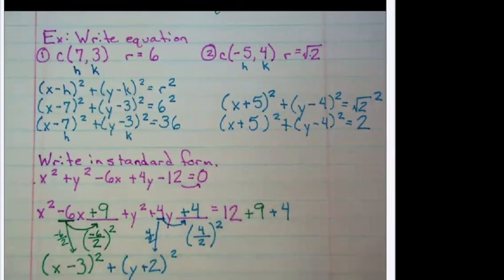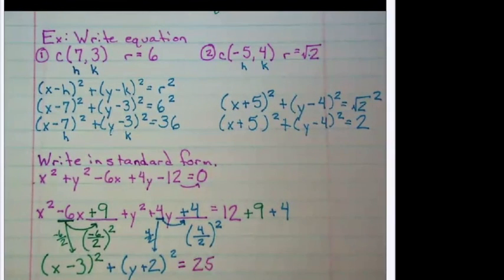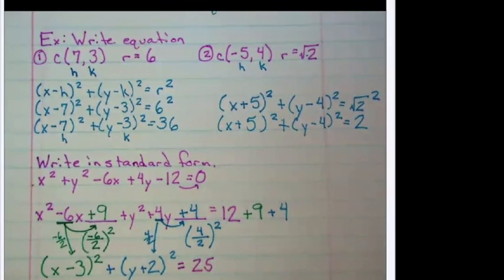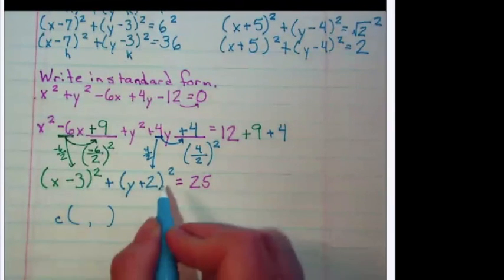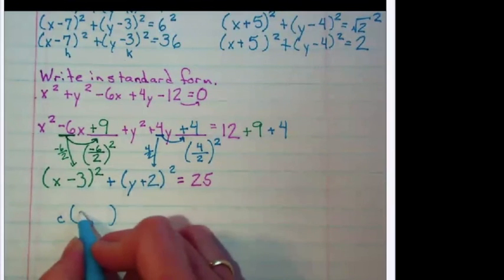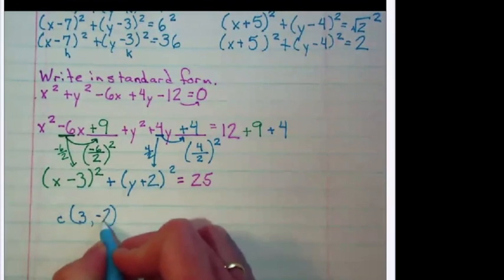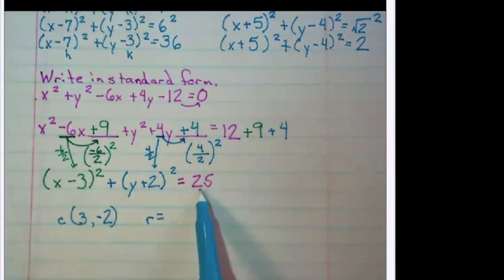And then whatever's on the other side is going to be my radius squared. So 12 plus 9 plus 4 gives us 25. Now, the center, remember we have to take the opposite of what these are. So this is h and k. So the center is going to be positive 3 and negative 2. And the radius is the square root of whatever this is. So it's going to be 5.